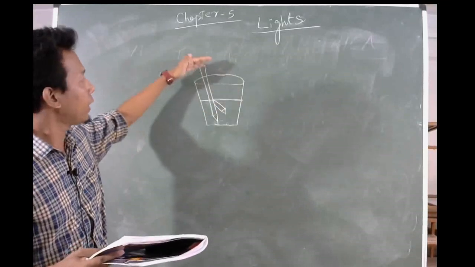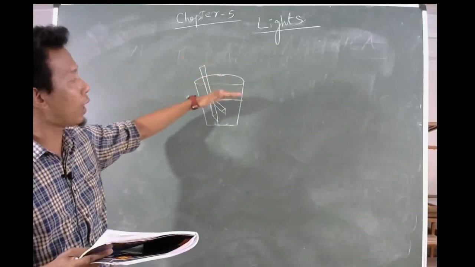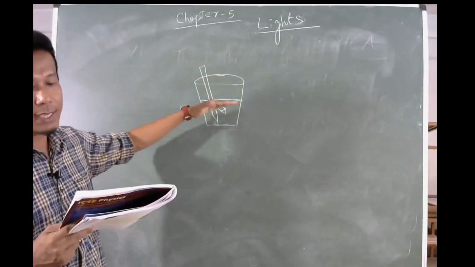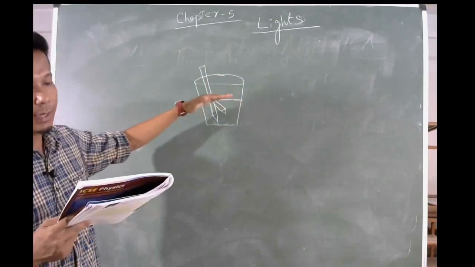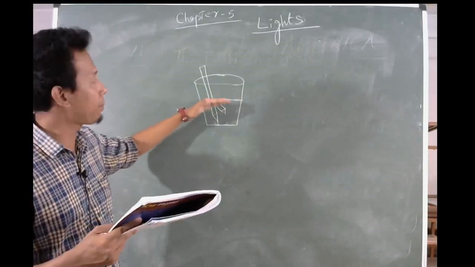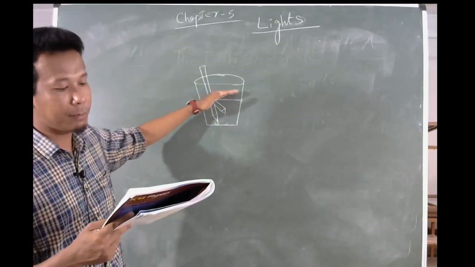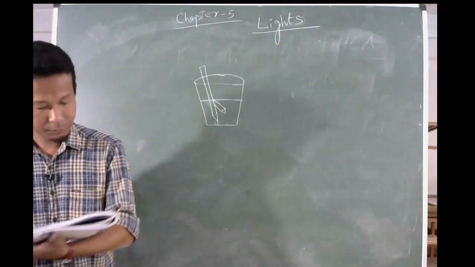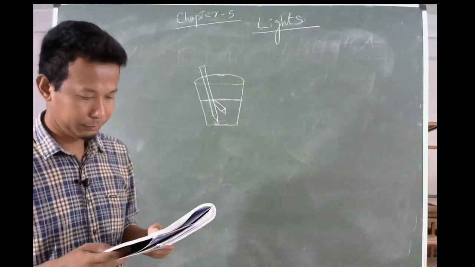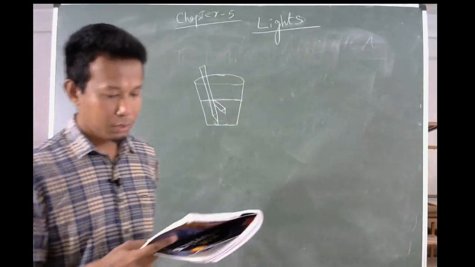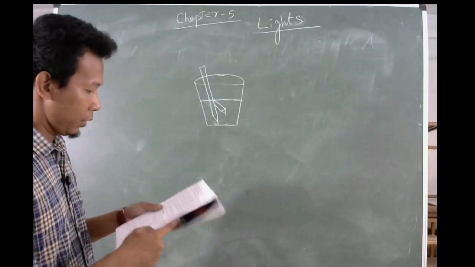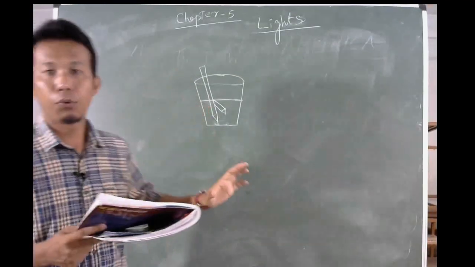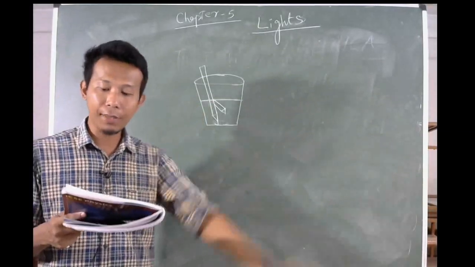So when light is traveling from one medium to another medium, the phenomenon of refraction is taking place. That means it is getting bent while traveling from one medium to another medium. Now let's see what happens to the light when it enters from one medium to another medium.